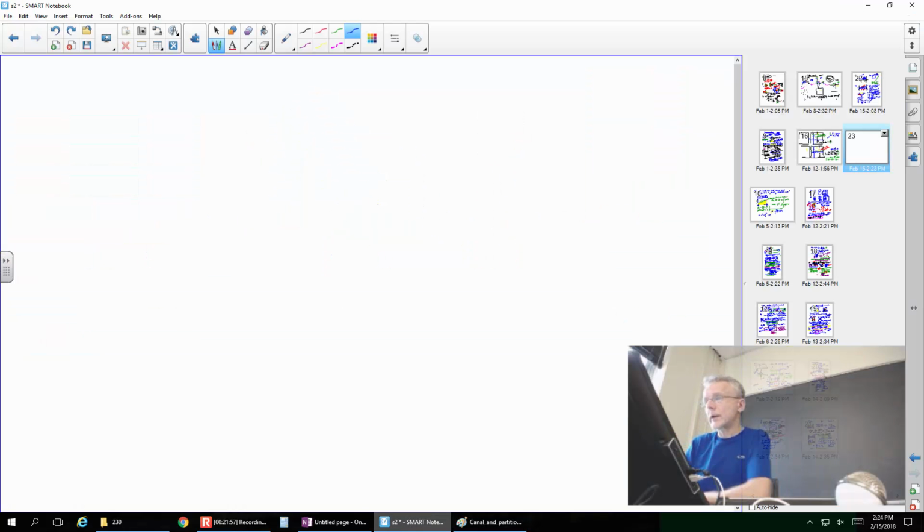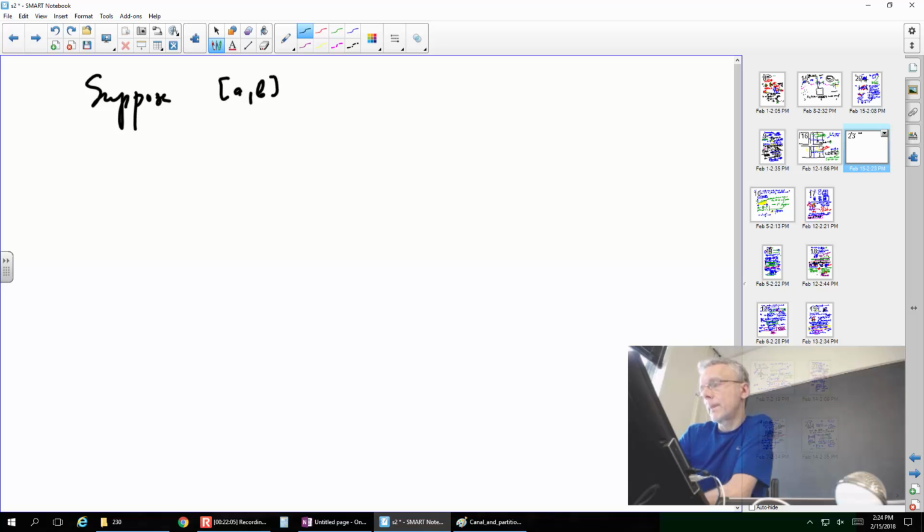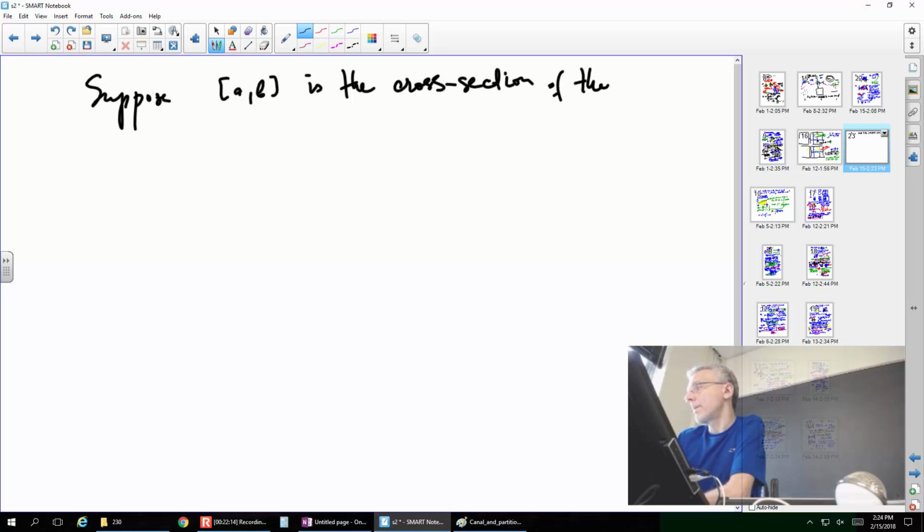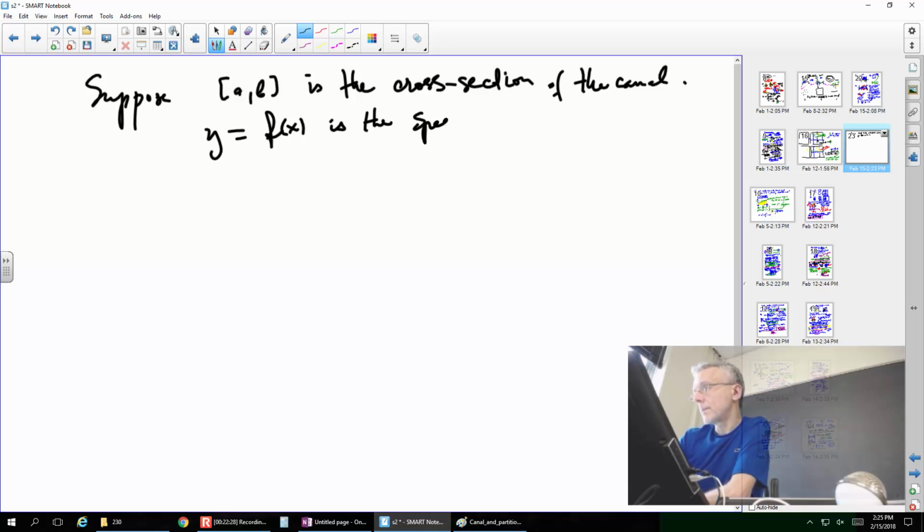So let me write it out. Suppose AB is the cross-section of the canal, or pipe if you prefer. And also suppose that y equals f of x is the speed of flow at location x on the cross section.